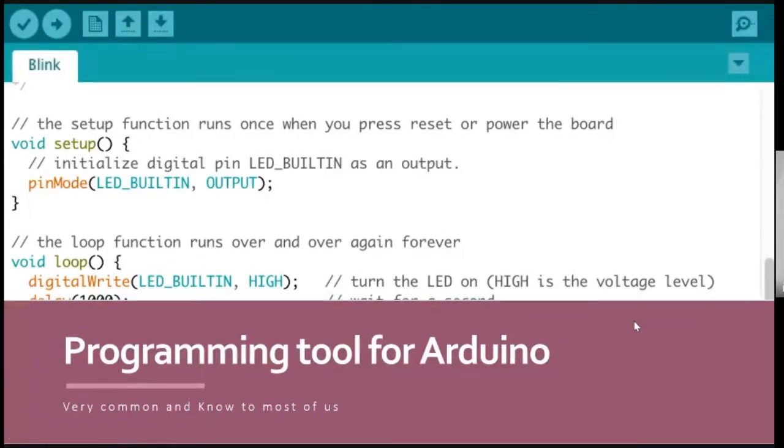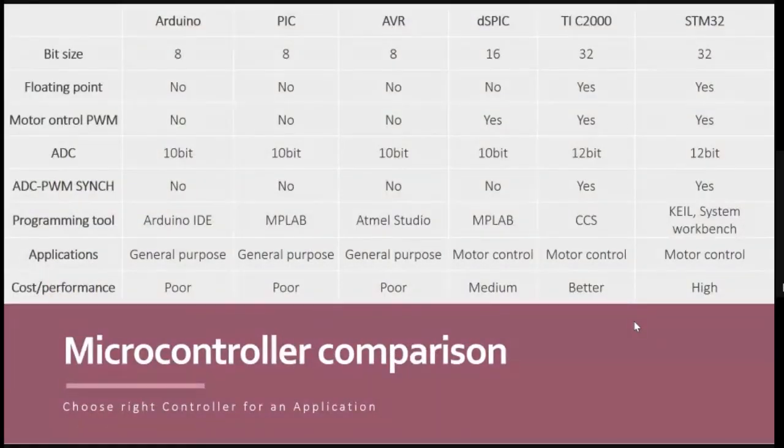Could you please take the previous slide? The parameters for TI and STM look almost the same. Most of the parameters look the same, but in case of price, that's a main factor affecting in India because our price margin is very less. That means here there is some difference in cost versus performance.